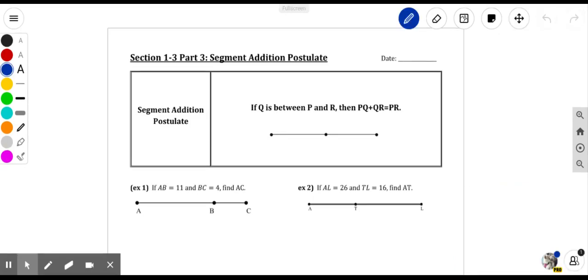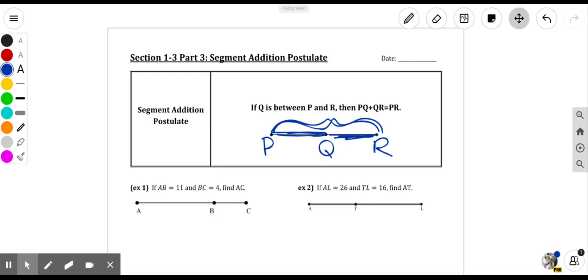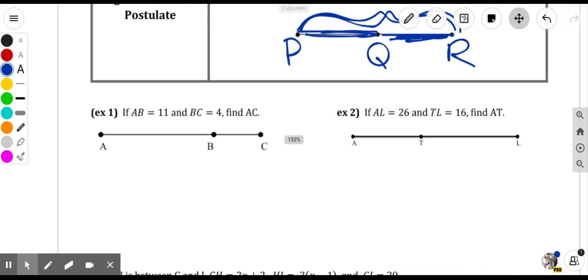Okay, so segment addition postulate. Postulate is basically just like a rule in geometry, something that's true. It says if Q is between P and R, so let's label this, Q is between P and R, then PQ plus QR equals PR, the whole thing. So basically it just says that when you have a segment with smaller segments inside of it, all the little ones inside add together to equal the whole thing. So that's segment addition. I have a few very basic examples here, and then we'll do some more algebraic ones.